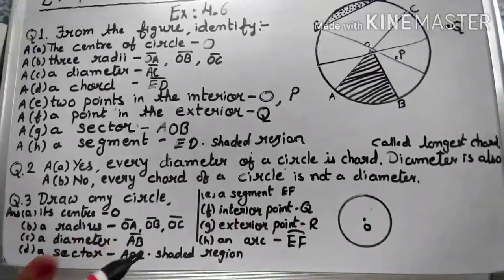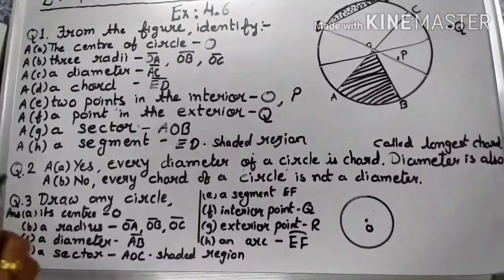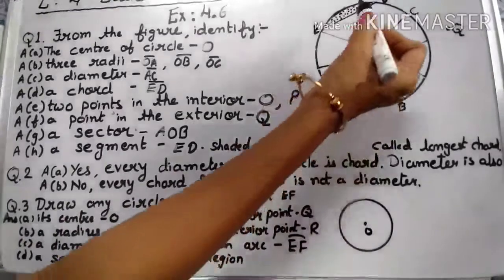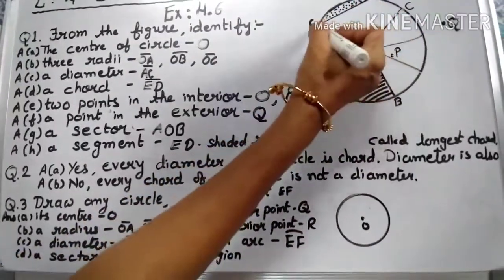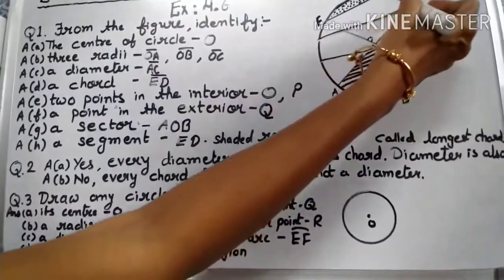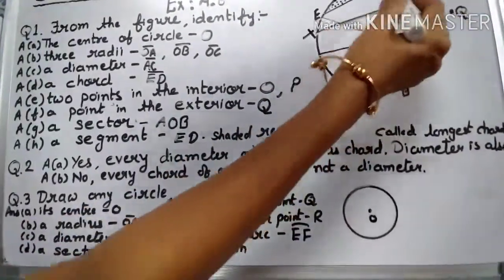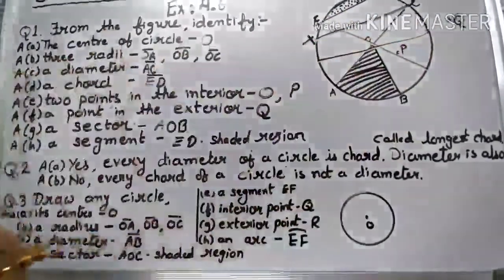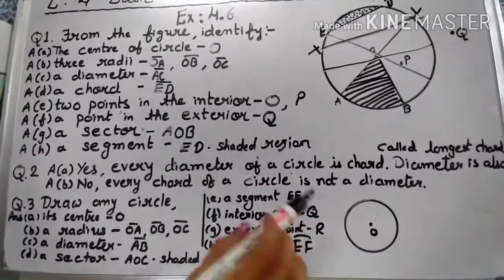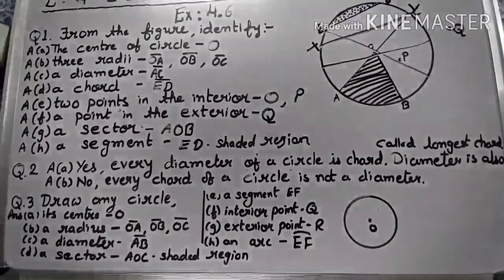Our next question is, is every chord of a circle also a diameter? Is this a diameter? Suppose this is a chord ED. Suppose I draw any chord XY on a circle, is this a diameter of the circle? No. Every chord of a circle is not a diameter of the circle.